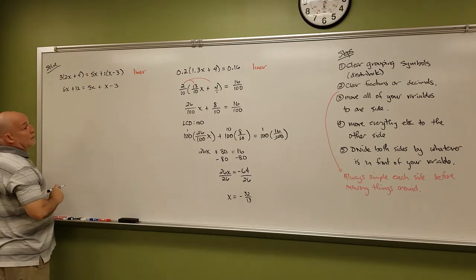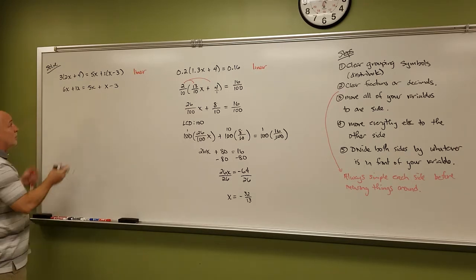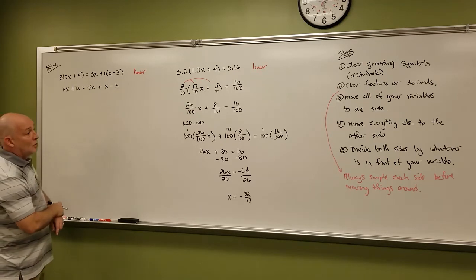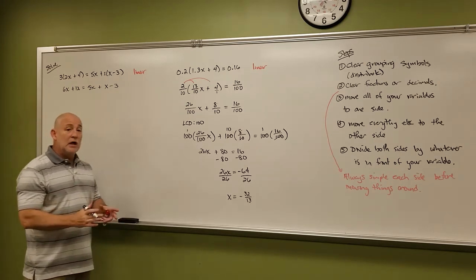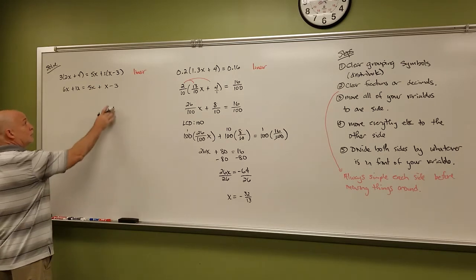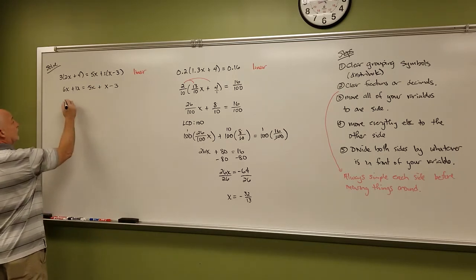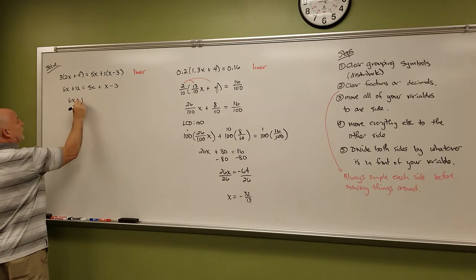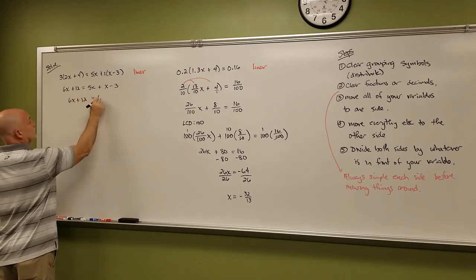All right, step 2 says clear fractions or decimals. We don't have any in this one, so we can keep going. Move all your variables to one side. Now, before we do that, remember our red step down there at the bottom, we always want to combine any like terms if we can, or simplify. I can't simplify the left, but I can simplify the right.